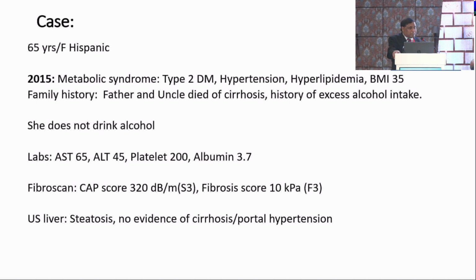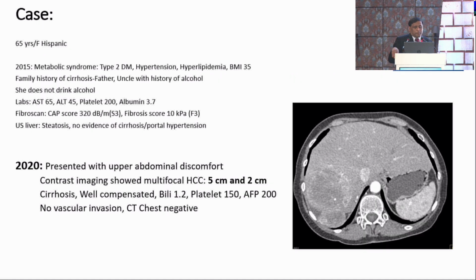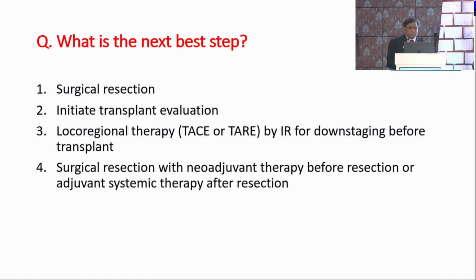So first a case. Well, I transported myself to Texas, so an Indian Texan, and we see a lot of metabolic syndrome patients there, with Hispanic. Typical profile, doesn't drink alcohol, all the history of cirrhosis is there in the family. And the CAP score, S3, F3 fibrosis, and ultrasound showed just fatty liver. After 4 or 5 years, the patient comes with 2 lesions, presented with non-specific abdominal discomfort. There is a 5 centimeter and a 2 centimeter lesion; the patient doesn't have any decompensation and no metastasis or vascular invasion.